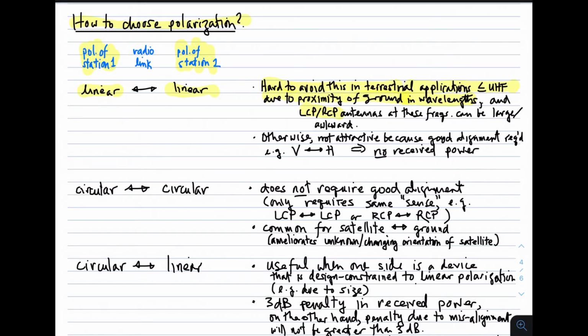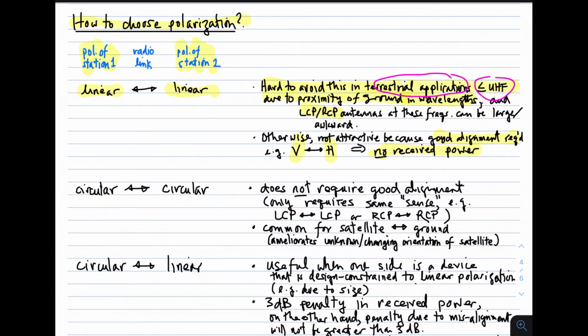Now, if you're not operating in terrestrial applications and frequencies in the UHF band or below, then linear to linear is not a particularly attractive choice because it requires good alignment between the dipoles on each side. Just to show you an extreme case, if you have vertical on one end and horizontal on the other, there will be no received power. But even if you're off by 45 degrees instead of 90 degrees, there will be a pretty significant penalty in received power. So, in general, we'd like to find polarization choices that do not entail this reduction in power due to unavoidable misalignments in the antennas.